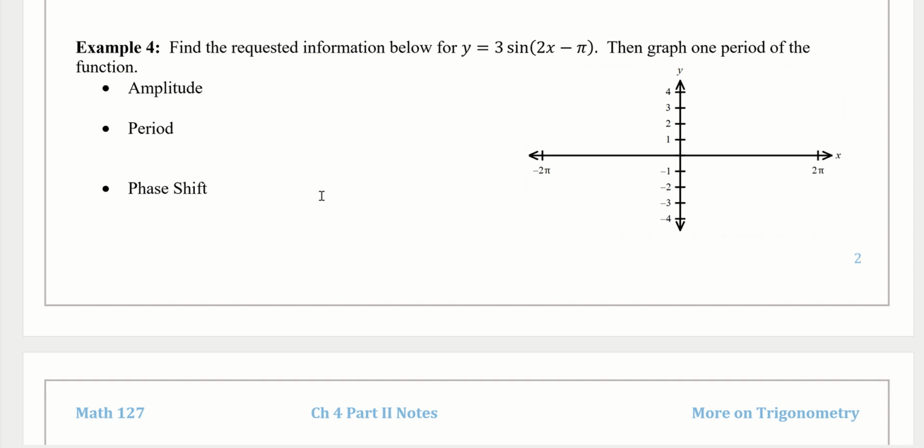Okay, so my amplitude is 3. My period still is going to be 2 pi over b. So that's going to be pi.